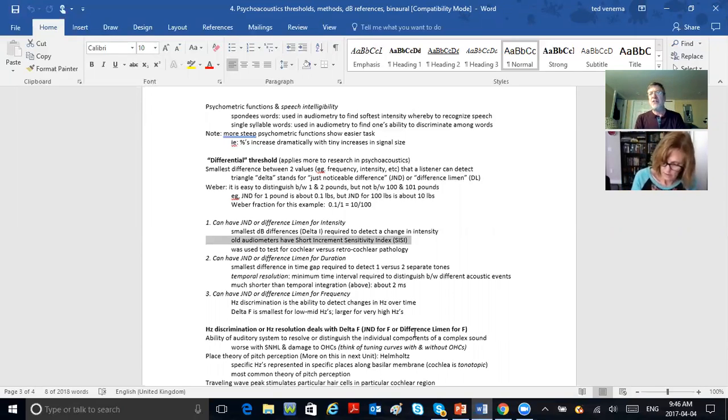It came out in the days before x-rays, CAT scans, and MRIs. Nobody uses it anymore. But it's based on delta I. What's the smallest change I need to make in the intensity for you to notice that there's a change? The philosophy was that sensory neural hearing loss had an abnormally small delta I. They were really sensitive to changes in intensity. All right? There you go. Enough on that.